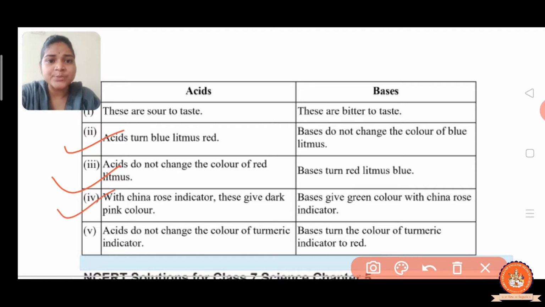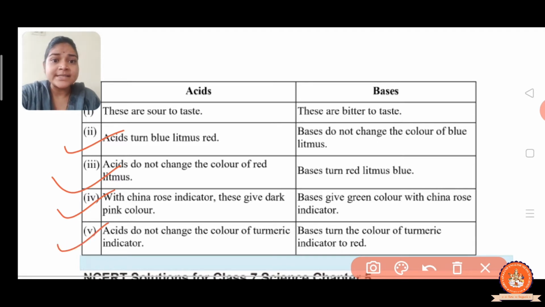Now the next point, the China rose indicator. We already saw activity 5.3 in your book: when you add the China rose indicator to an acidic solution, it turns dark pink, but when you add it to a basic solution, it turns green. So the point is: acid gives a dark pink color with the China rose indicator and base gives a green color with the China rose indicator, right?